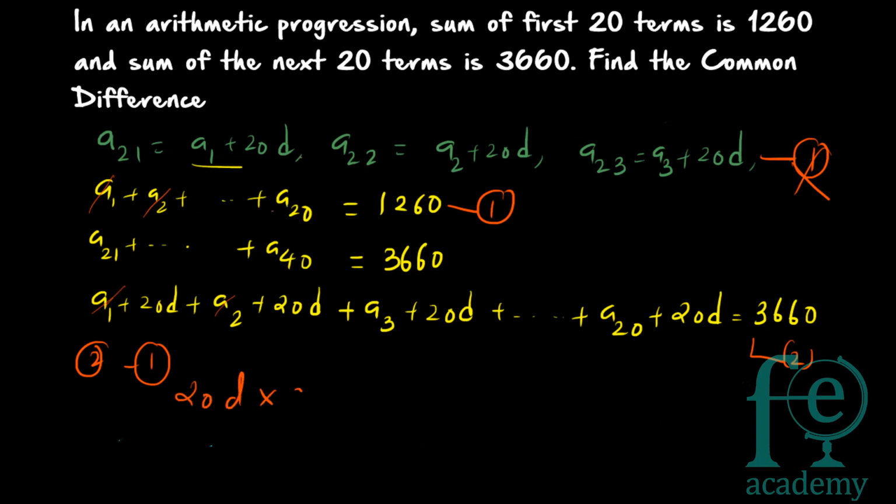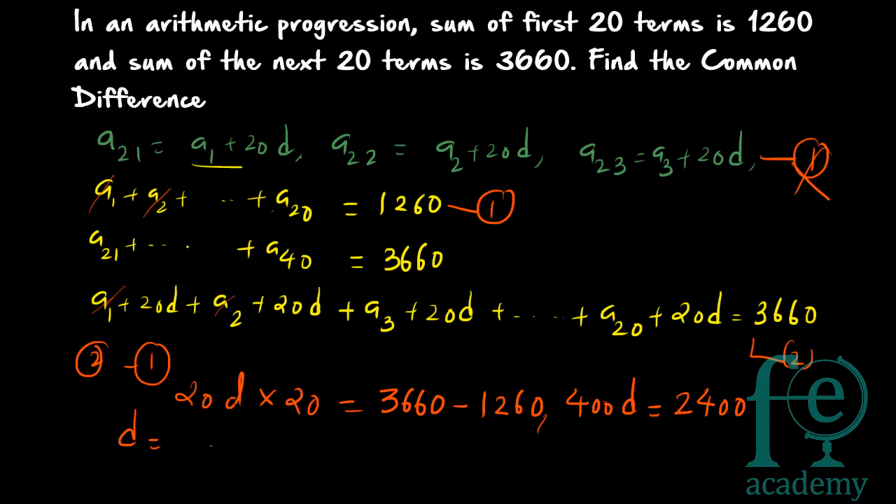So 20d into 20 will be giving you 3660 minus 1260. That means 400d is equal to the difference between 3660 and 1260, which is 2400. So 400d is equal to 2400. So your common difference d will be equal to 2400 divided by 400, which is 6. So you get the common difference d equal to 6.